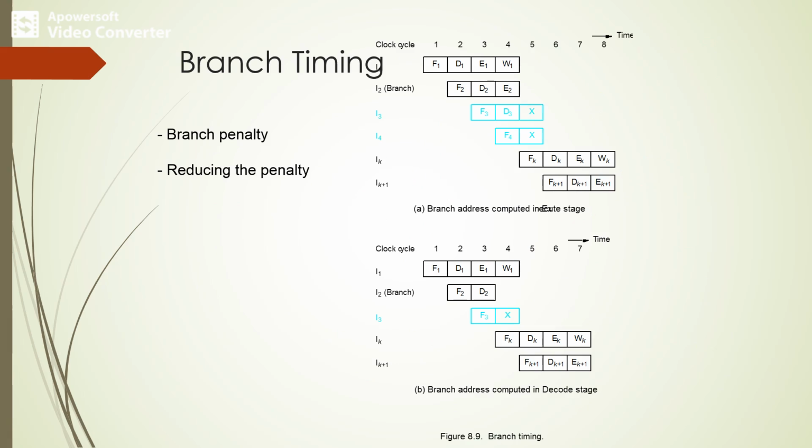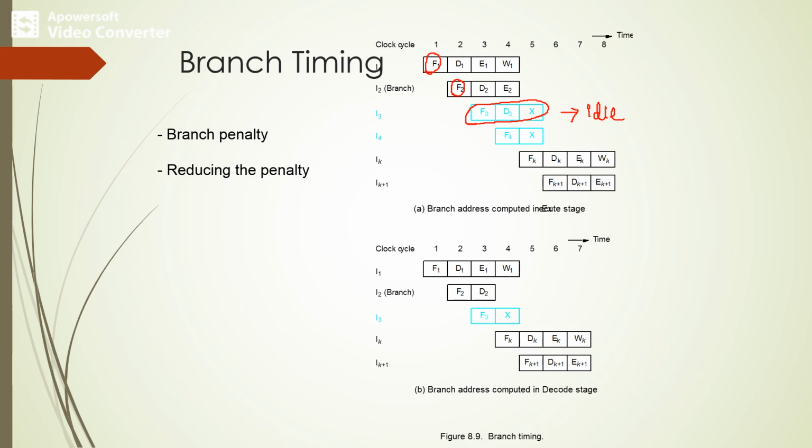So here we can observe the branch timing. During clock cycle 1, the actual fetch phase of instruction 1 is taking place. During clock cycle 2, F2, because of the branch instruction, the instruction is delayed. The execution phase will not perform any task, so that means the execution phase is idle here. So we can say that there is a branch penalty of 1 cycle. So we need to reduce the branch penalty. In this case, we are having only a branch penalty of 1 clock cycle.